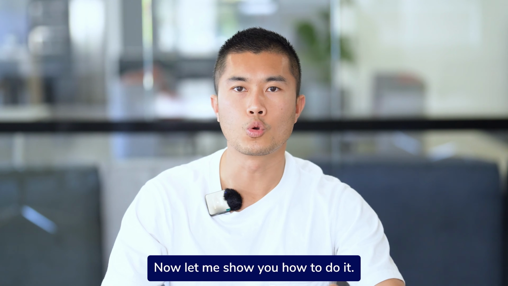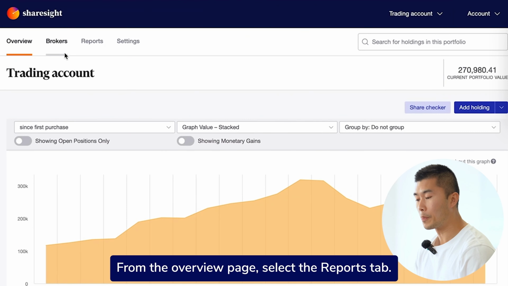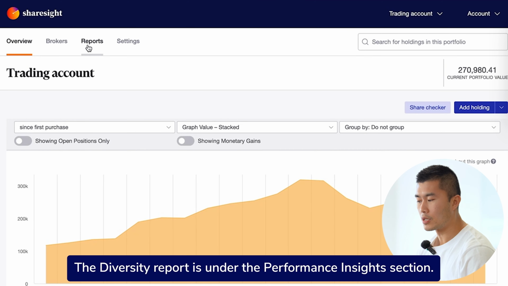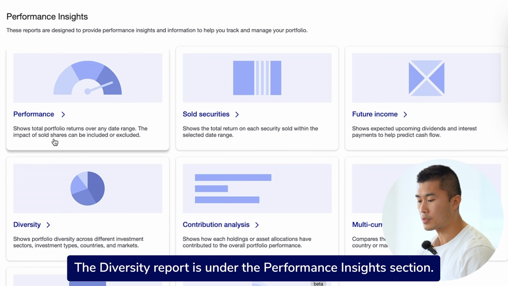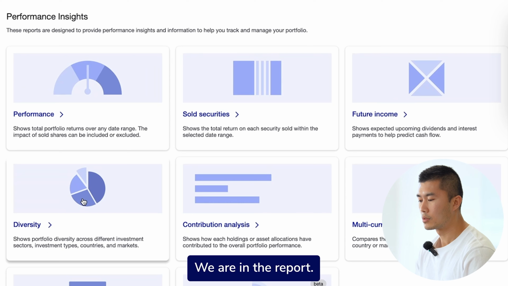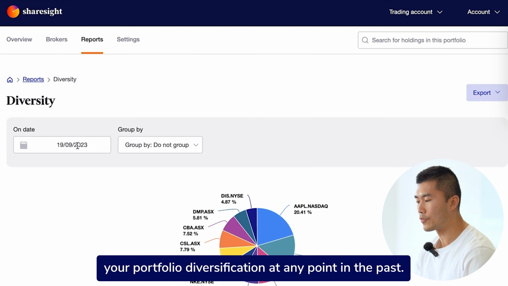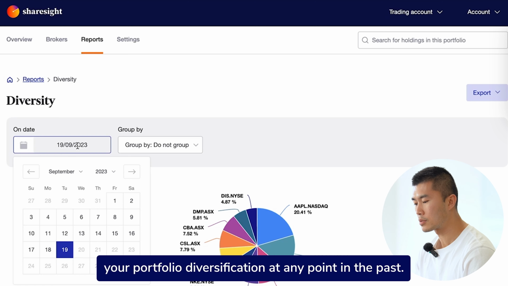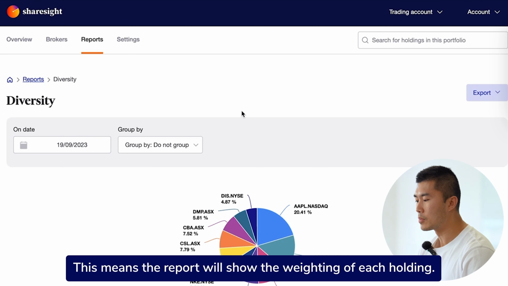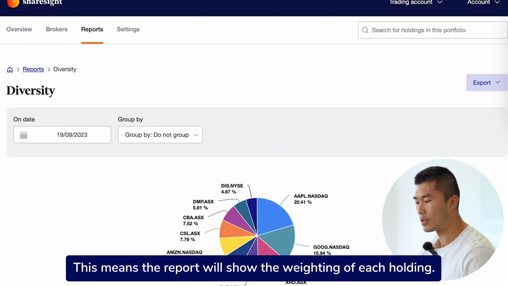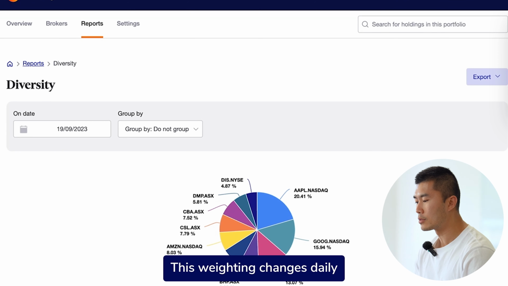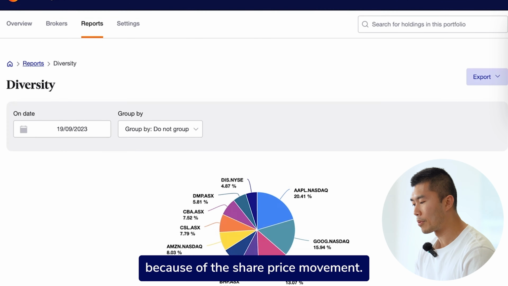Now let me show you how to do it. From the overview page, select the Reports tab. The diversity report is under the Performance Insight section. We are in the report. You can use the date options to examine your portfolio diversification at any point in the past. We have set this to do not group. This means the report will show the weighting of each holding.